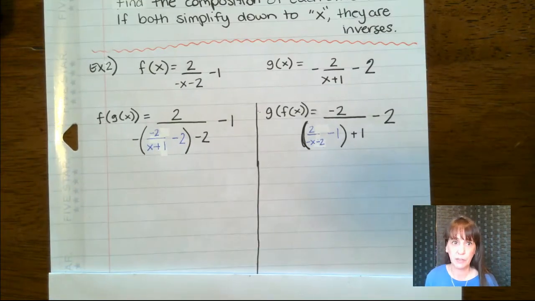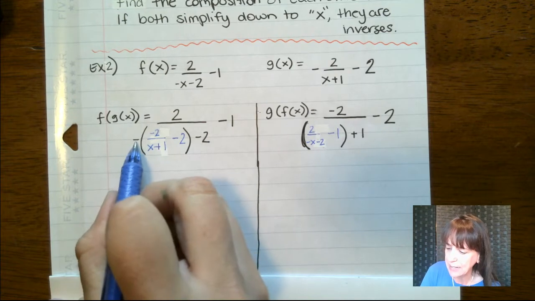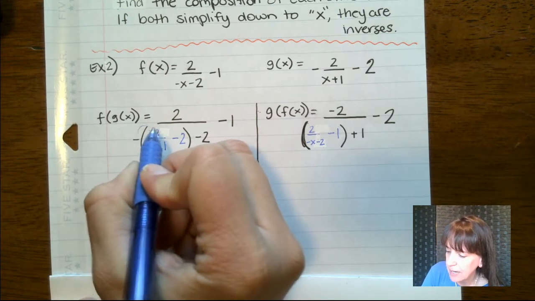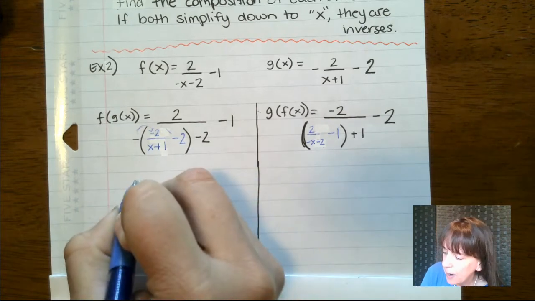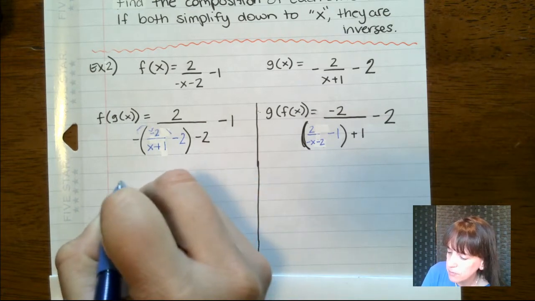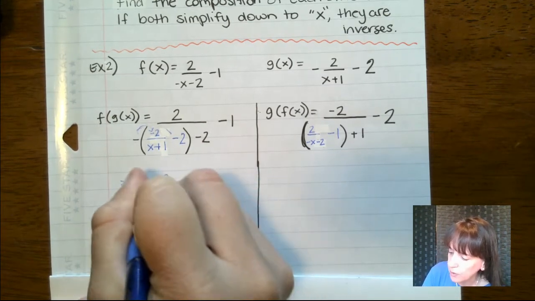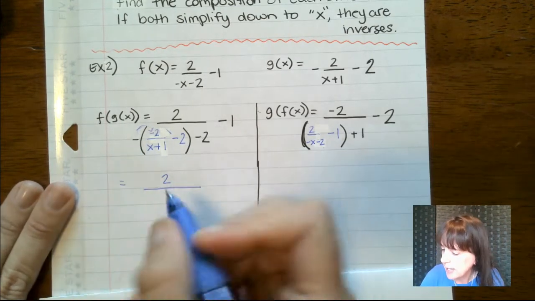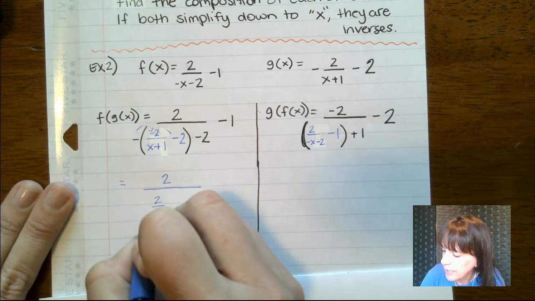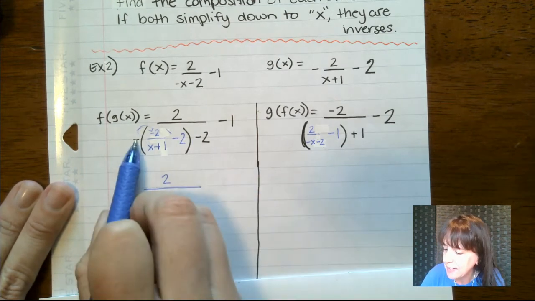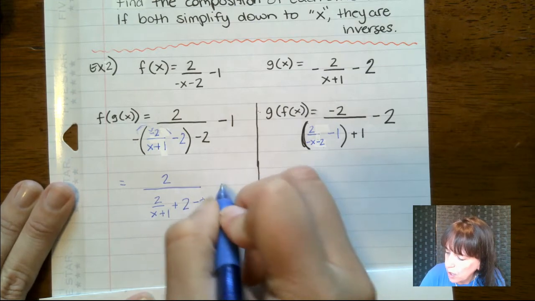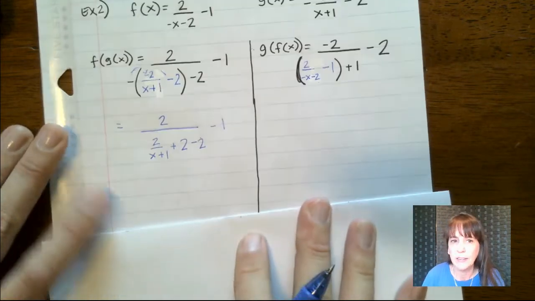Let's do some simplification now. I have a negative on the outside here. I'm going to distribute that negative to here and to here. So I have 2 equals 2 over. Okay, so now I'm ready to do that denominator. Distribute that to here and here, I get 2 over x plus 1, and then negative times a negative is a positive 2. All of that minus 1. Okay, so now we can simplify.